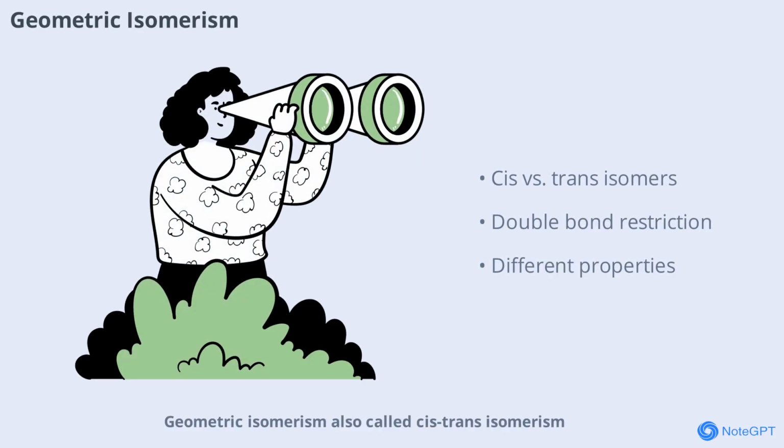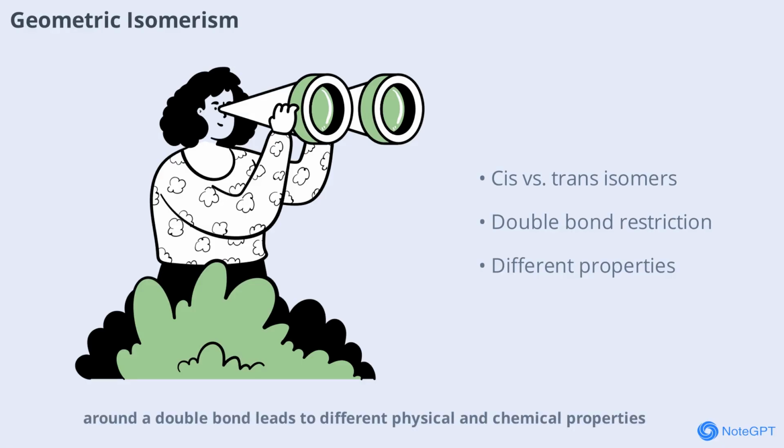Geometric isomerism, also called cis-trans isomerism, occurs in compounds with restricted rotation, such as alkenes. We use diagrams to show how the arrangement of groups around a double bond leads to different physical and chemical properties. Recognizing cis and trans forms is important for understanding reactivity and biological activity.